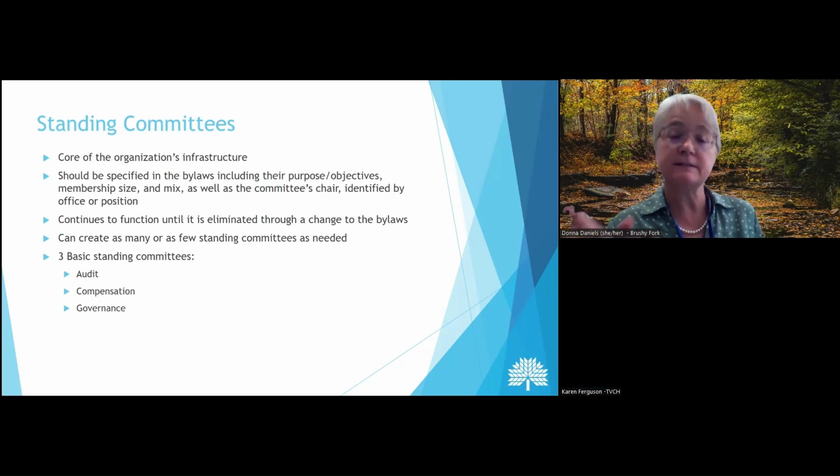That includes their purpose and objectives, the size of members they should have, so your bylaws should talk about that, and the mix, as well as designating by office or by position who's going to be chair of that committee. Those committees will continue to function until there is a change to the bylaws. And so if a committee is no longer needed, the bylaws have to be changed.